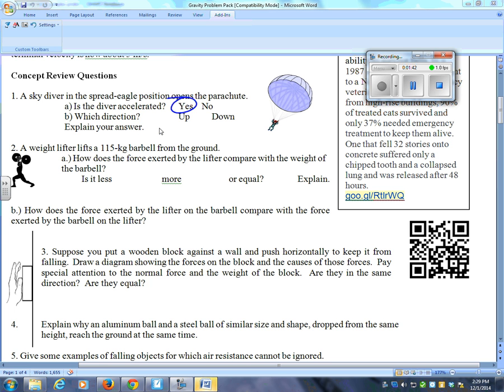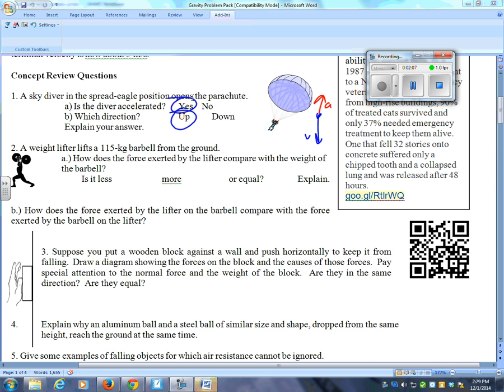Which direction is the acceleration? Because it's a vector. The velocity is down, but the acceleration is up. So when they're opposite signs, remember, what does that mean? Slowing down. When the velocity and the acceleration are opposite, it means it's going to slow down.